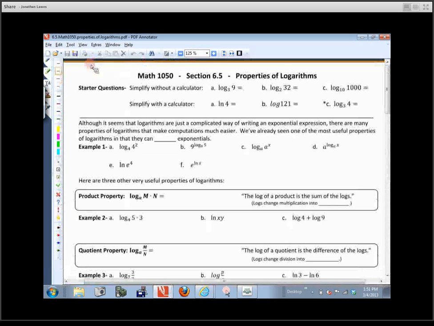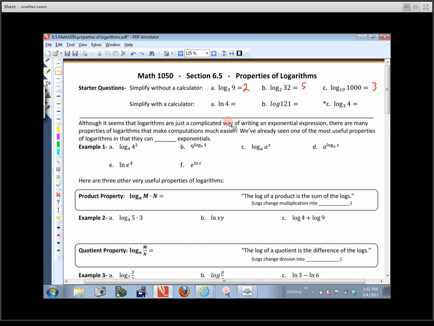Okay, this one is asking the question 2 to what power equals 32? That one's a 5. 10 to what power equals 1,000? That one's a 3. Now this one is asking e to what power equals 4?